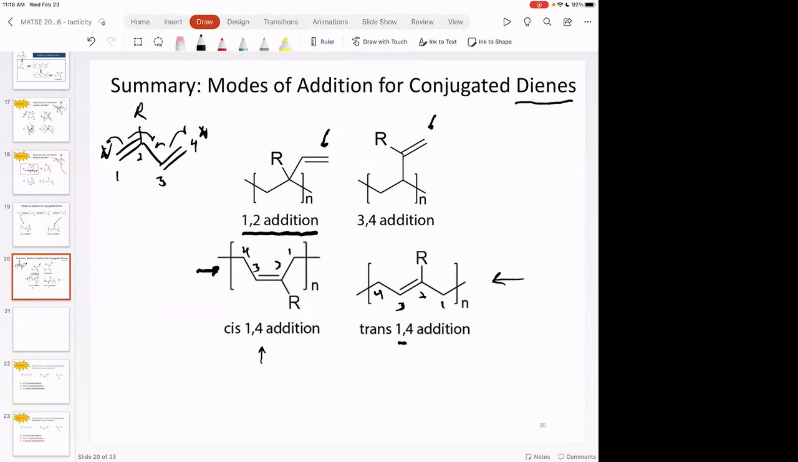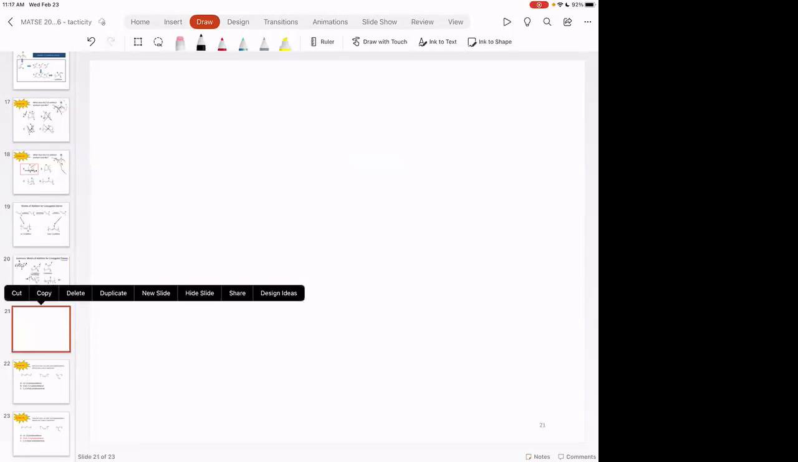All these polymers are linear polymers, which means DF equals 2. So how does the DF equal 2 when you all see 2 double bonds in dienes, right?